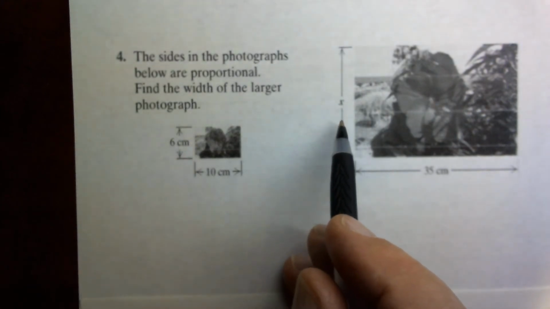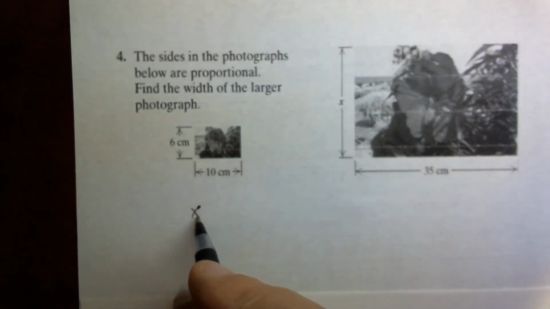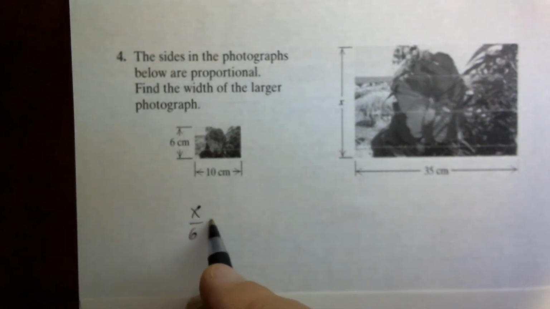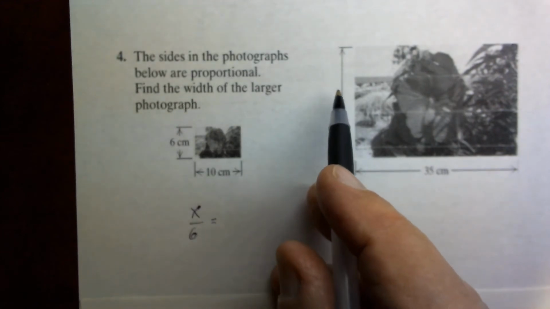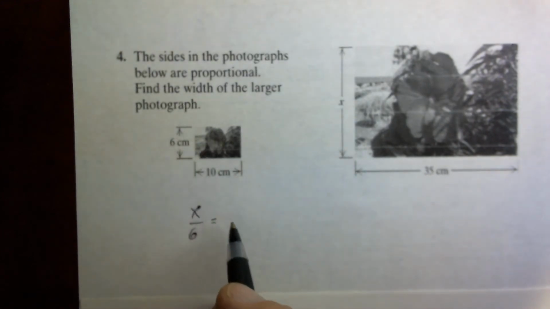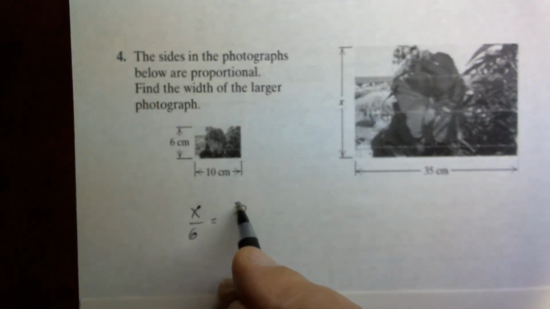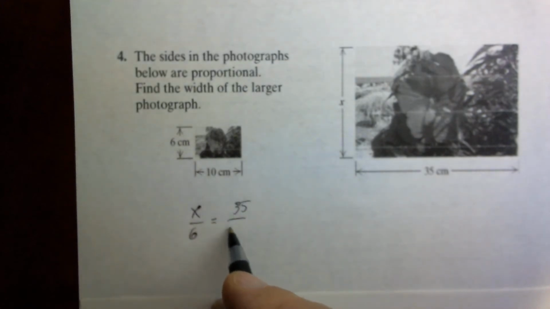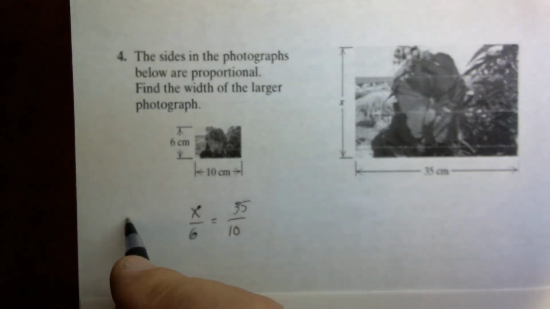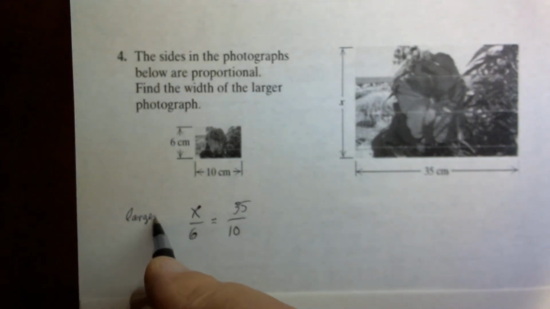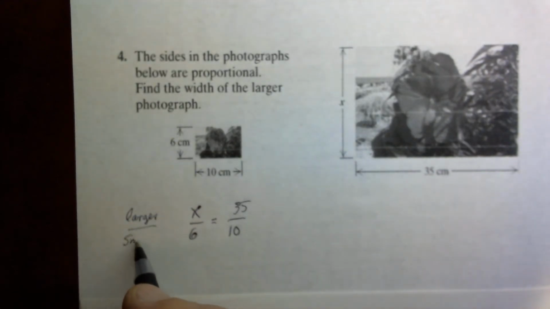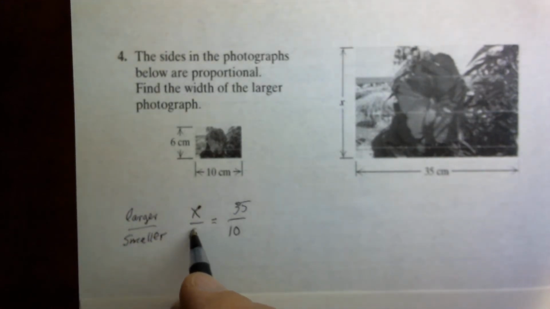So again, we use proportion, and that's x to 6 centimeters. The width of the larger photograph to the width of the smaller photograph is equal to the length of the larger photograph, 35, to the length of the smaller photograph, 10. So here we have the larger and the smaller. Whenever you set up these proportions, it's important to keep in mind what's in the numerator and what's in the denominator. Obviously, it has to be consistent, otherwise this isn't going to work.